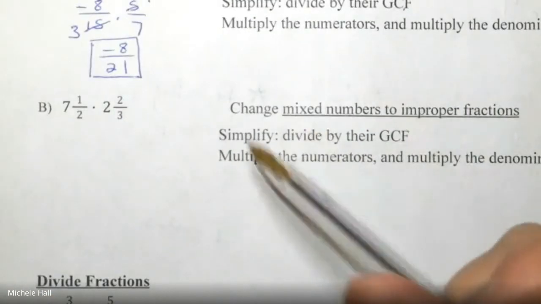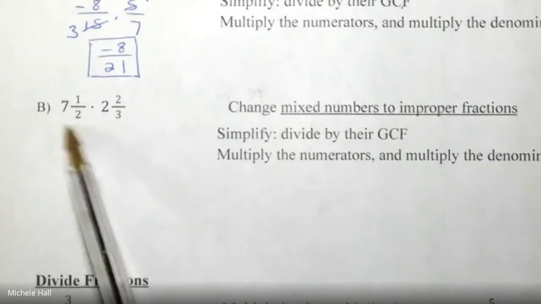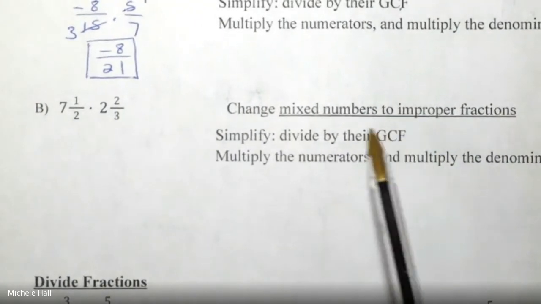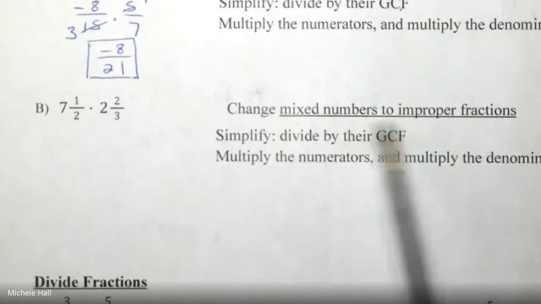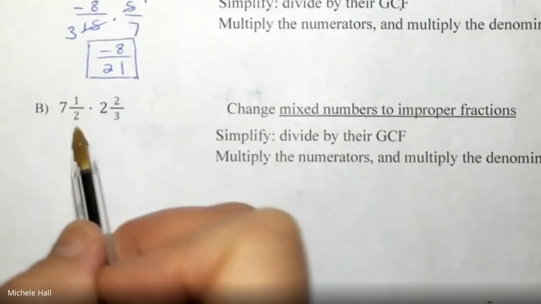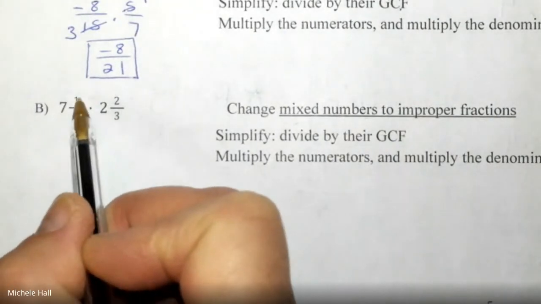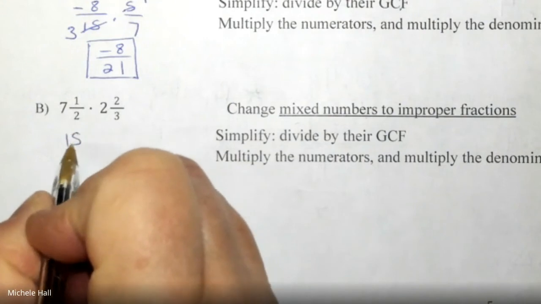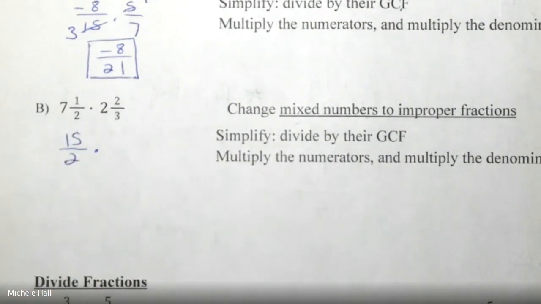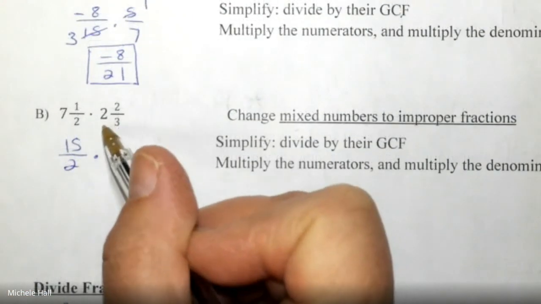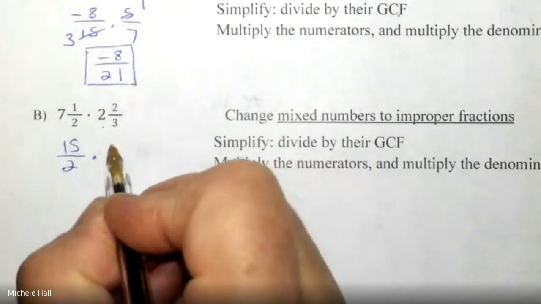Okay, here we go. The first thing it says to do on mixed numbers when we're multiplying mixed numbers is to change the mixed number to an improper fraction. Easy. 2 times 7 is 14, plus 1 is 15 halves, times 3 times 2 is 6, plus 2 is 8/3.